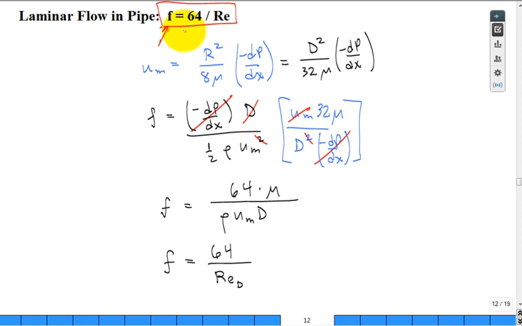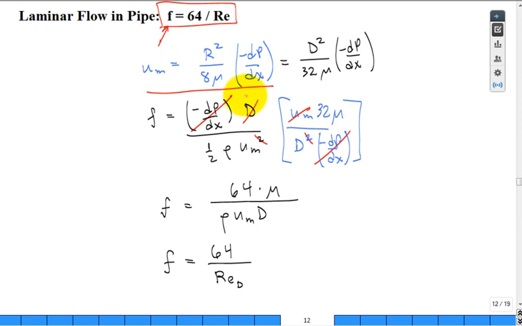Look familiar? 64 over Reynolds number, only for fully developed laminar flow in a round pipe. Let's go on. How do we get that equation? Well, there's a couple places you can start. Maybe the easiest is just go back at this blue.